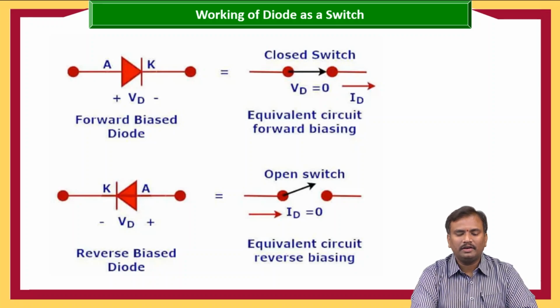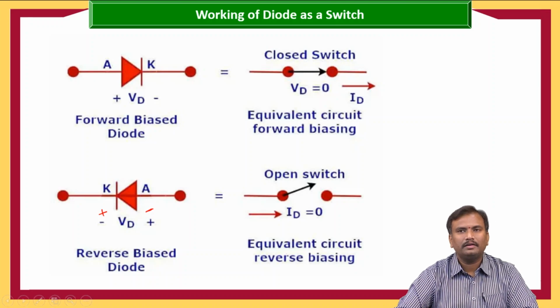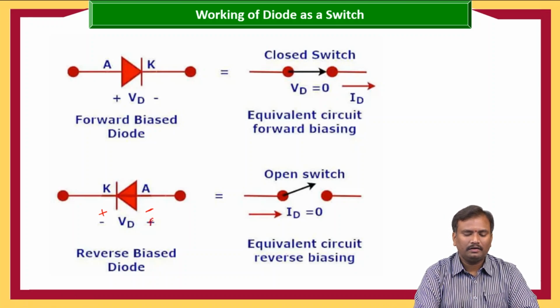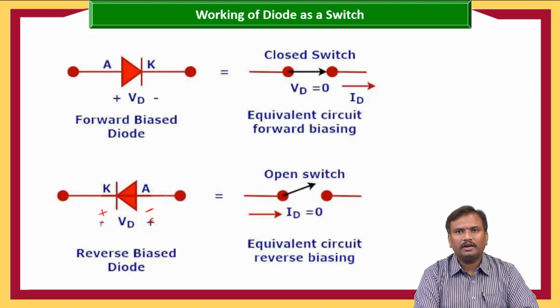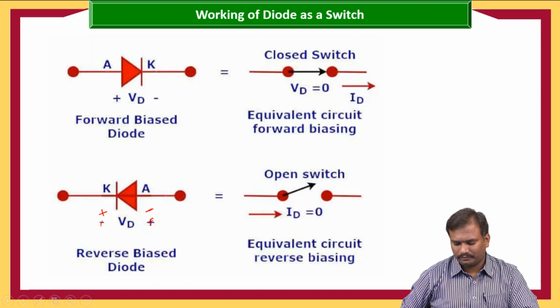And here, when the anode is made negative and the cathode is made positive, then the diode will act like an open switch, that is, an open circuited diode. When it is open circuited, no current will flow through the diode, so the diode current is 0.